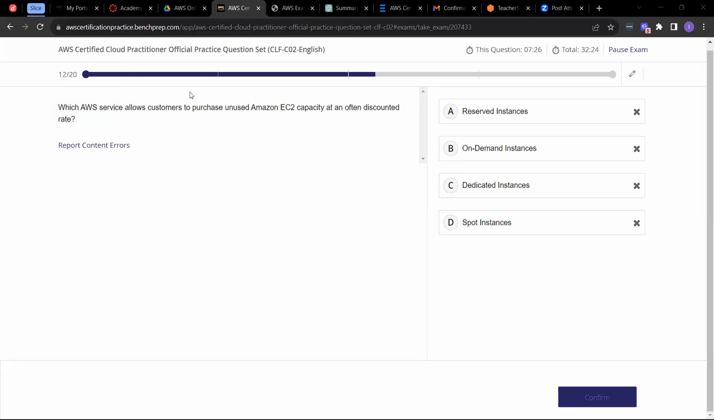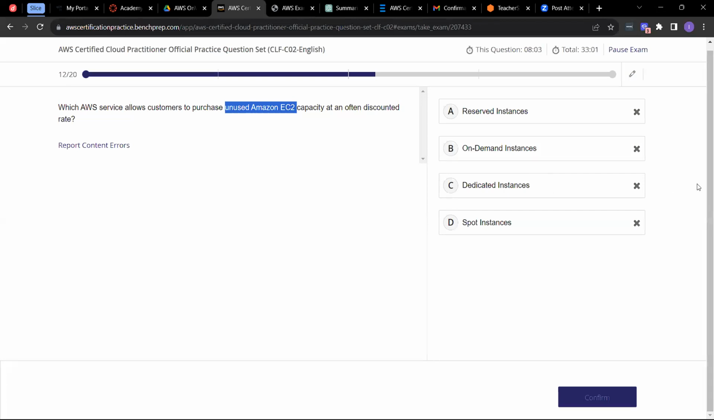All right. Which AWS service allows customers to purchase unused Amazon EC2 capacity at an often discounted rate? The keyword here is unused Amazon EC2 capacity. Okay, so we have D. Yes, so obviously it's D, right?